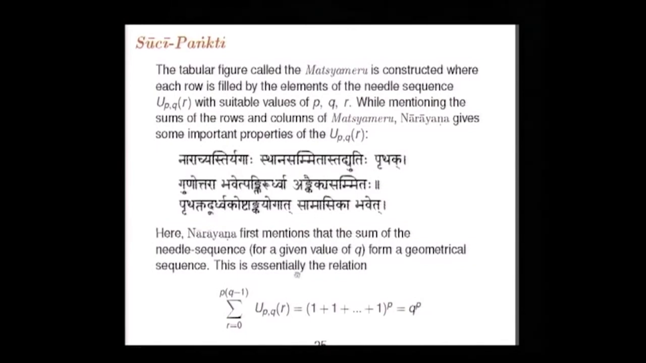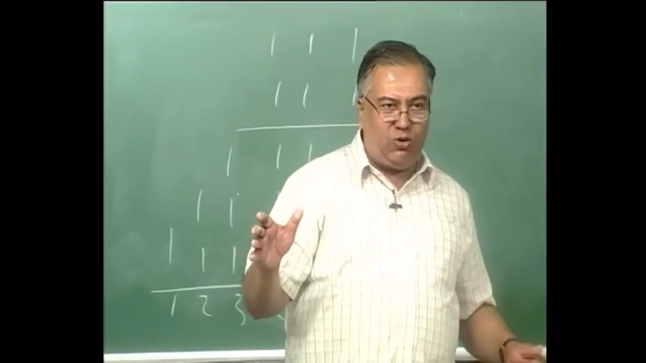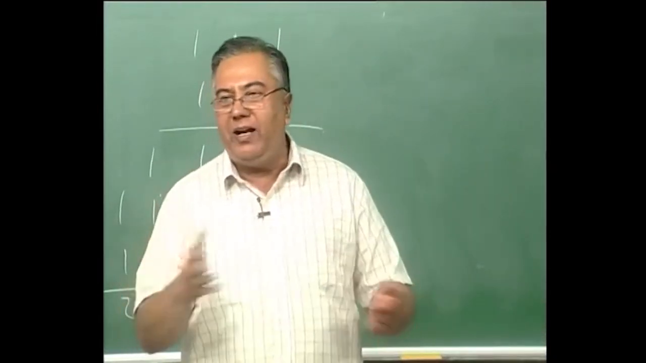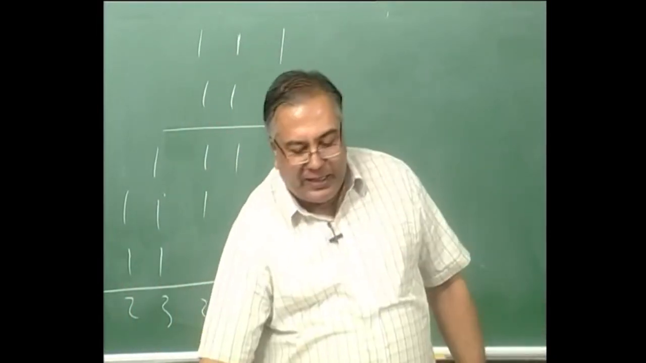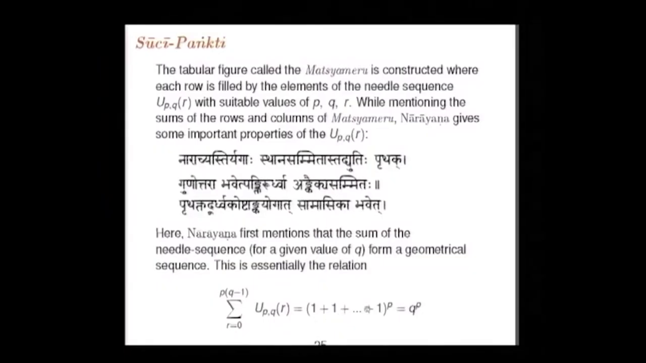So when the rows of the Matsya Meru are summed, you will get gunottara. Gunottara means a geometric sequence. You get a geometric sequence Q to the power P. Q is fixed. So when you sum the first row, you will just get Q. When you sum the next row, you get Q squared. When you sum the third row, you get Q cubed. It is something like a multinomial theorem. For Q is equal to 2, this will be like the binomial theorem.